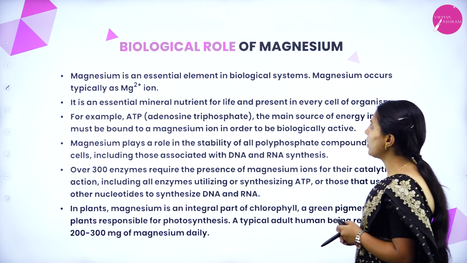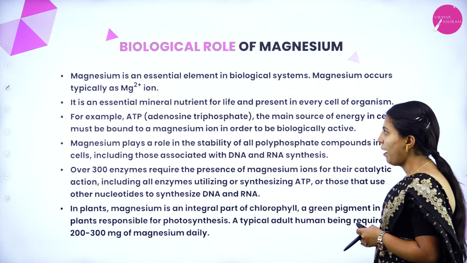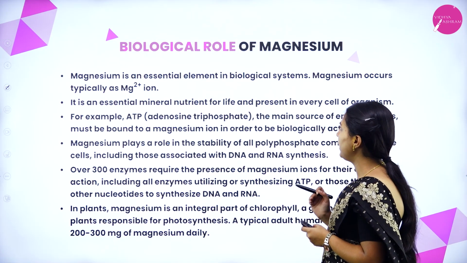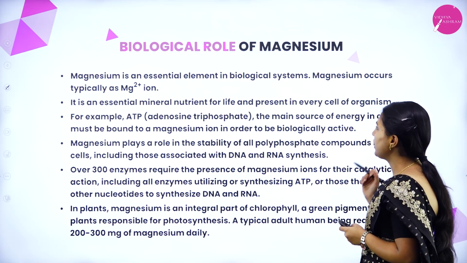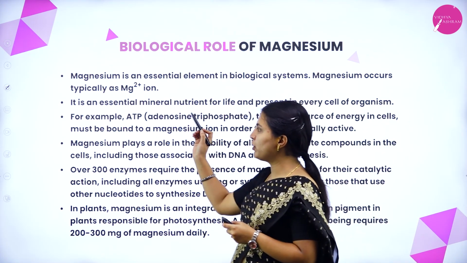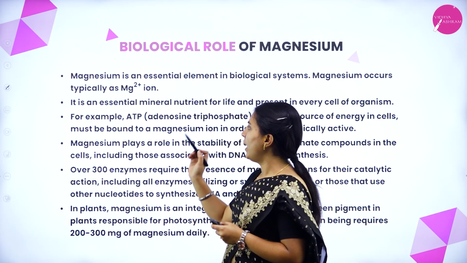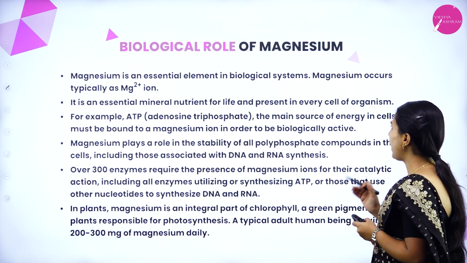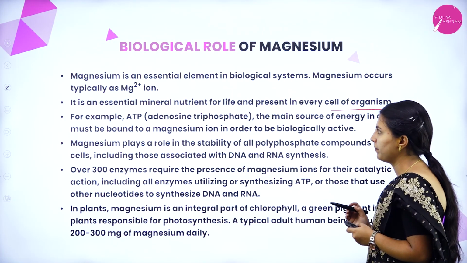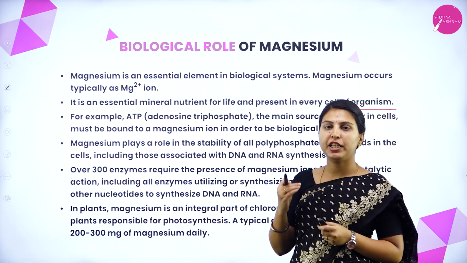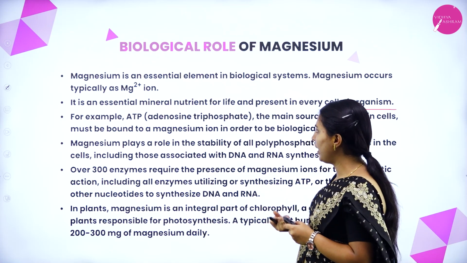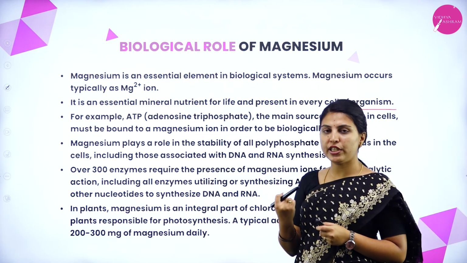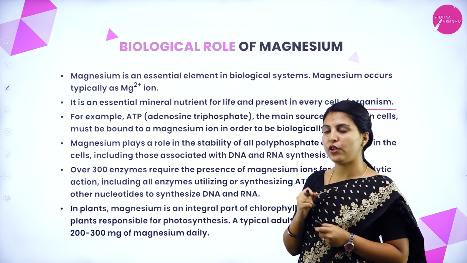Next, the biological role of magnesium. Magnesium is an essential element in biological systems. Magnesium occurs typically as Mg2 plus ion. It is an essential mineral nutrient for life present in every cell of organism. Magnesium is very important for our life and it is an essential nutrient which is present in each cell of the organism.